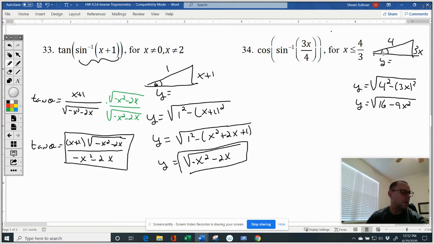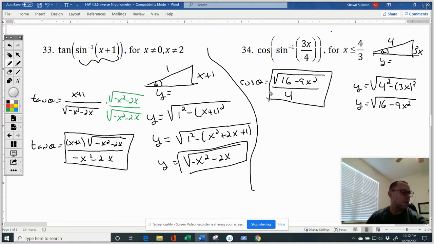When we find the cosine of this angle, we're looking for the adjacent over the hypotenuse. So let me think about this a little bit. Cosine theta is equal to the adjacent, which would be the square root of 16 minus 9x squared, over the hypotenuse. Pretty straightforward, not too terrible.